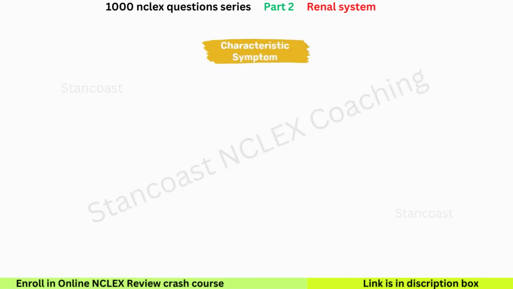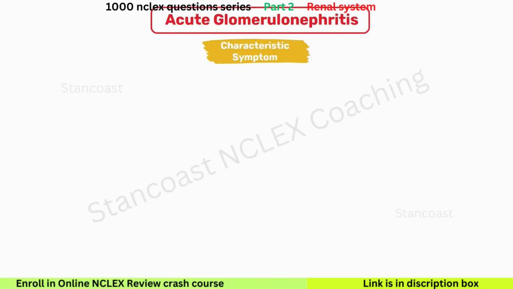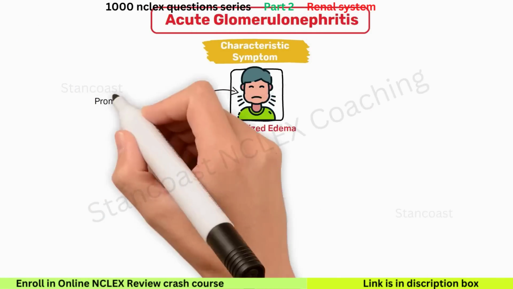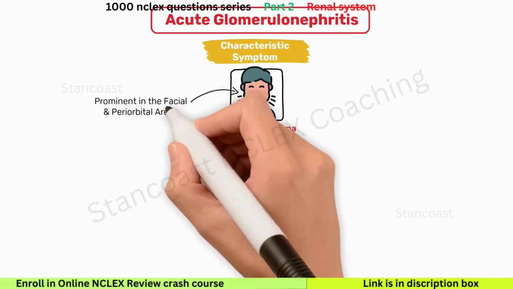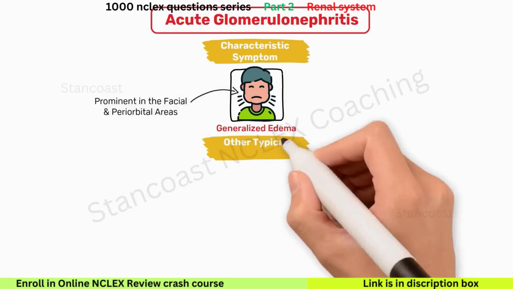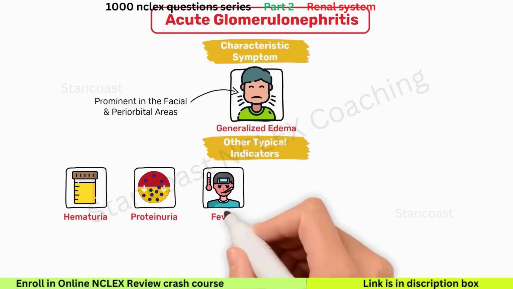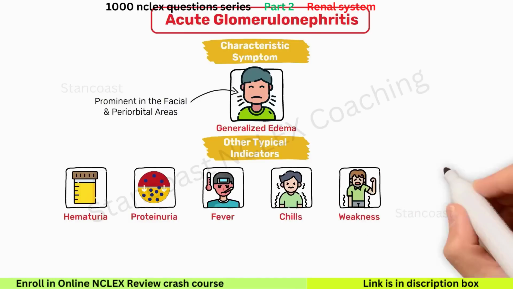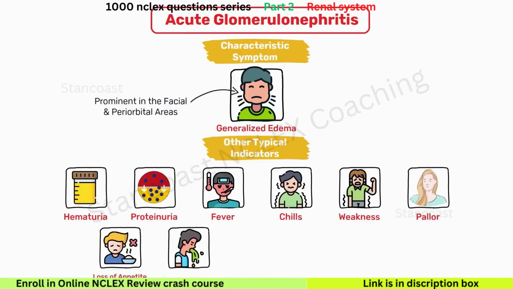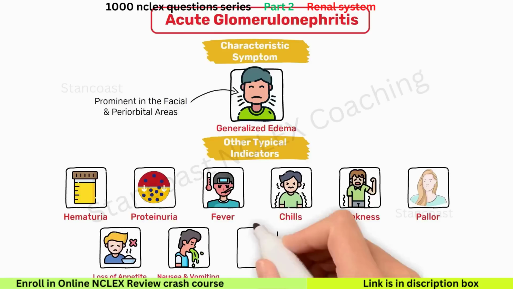The characteristic symptom of acute glomerulonephritis is generalized edema, notably prominent in the facial and periorbital areas. Other typical indicators of this condition encompass hematuria, proteinuria, fever, chills, weakness, pallor, loss of appetite, nausea, and vomiting.